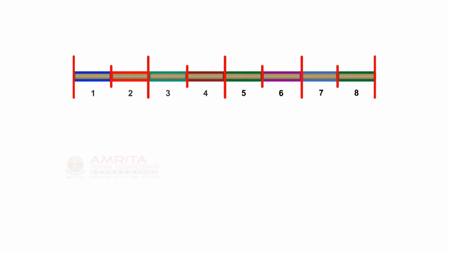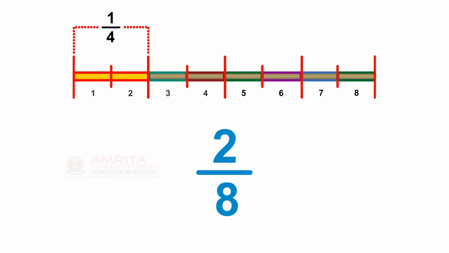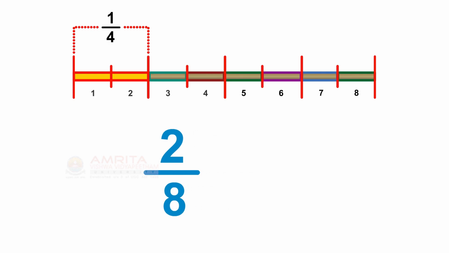Now if we were to consider 2 equal parts out of the 8 parts, then it is 2 out of 8 parts. We will write the fraction as 2 by 8. 2 by 8, as you can see, is also the same as 1 by 4 that we had seen earlier. So we can say that 2 by 8 is equal to 1 by 4.